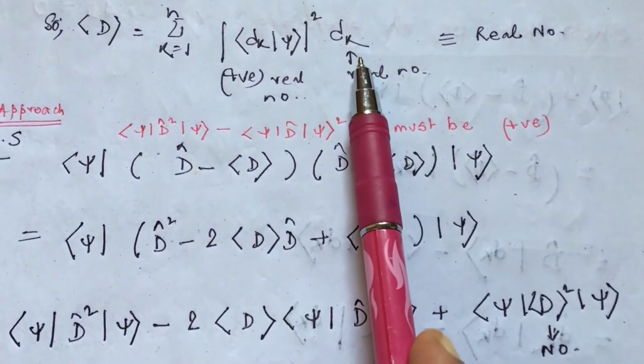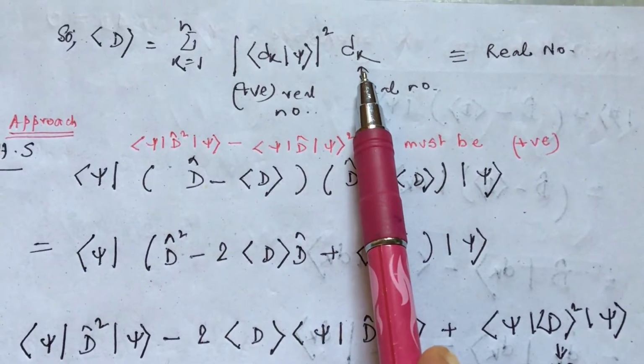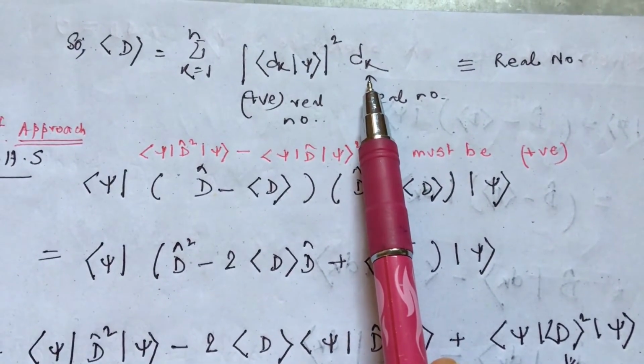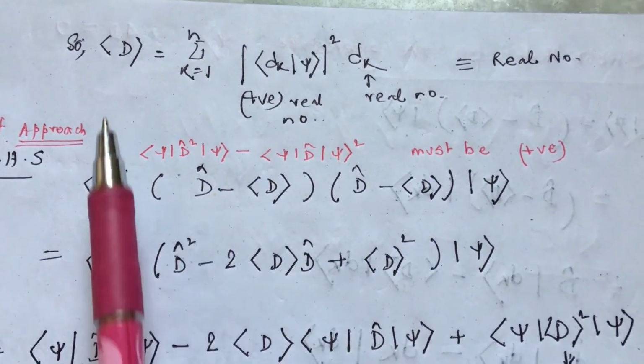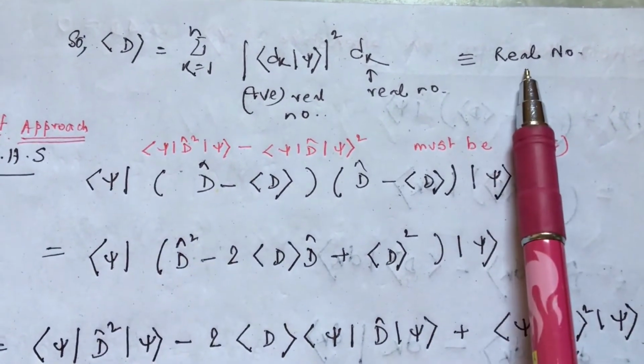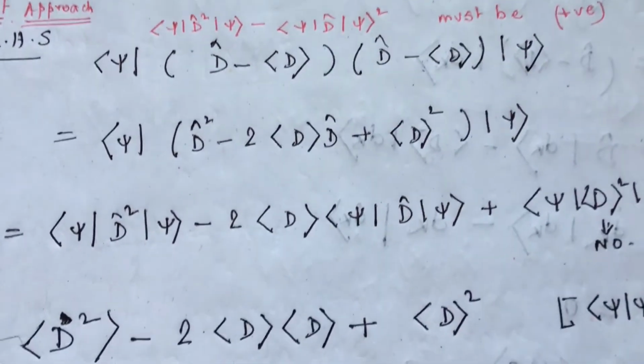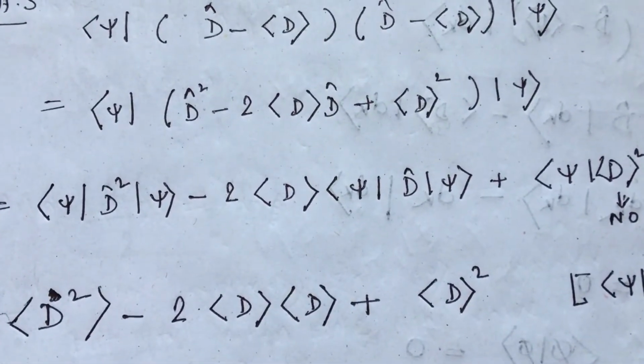As dk is a real number, being an eigenvalue of the dynamical variable, and this |dk psi| mod square is a positive real number, so the expectation value of d is obviously a real number. Now let's start with the right hand side.